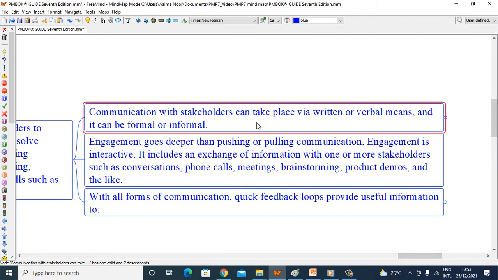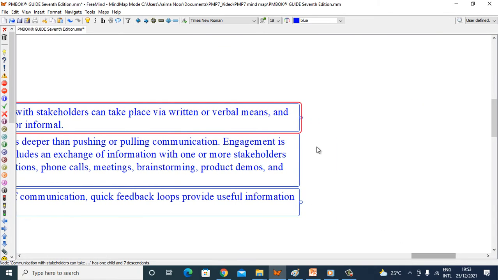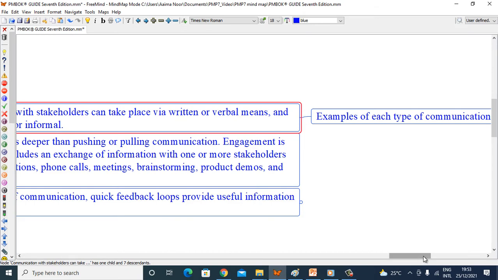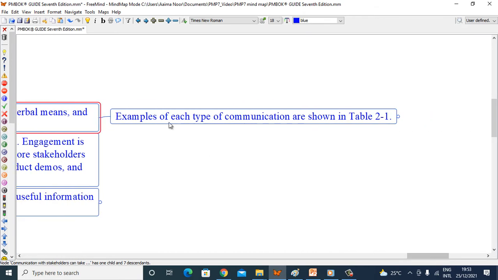Communication with the stakeholder can take place via written or verbal means, and it can be formal or informal. Examples of each type of communication are shown in Table 2.2-1.